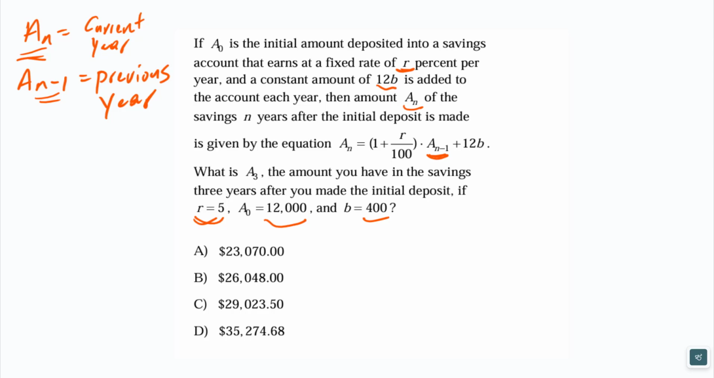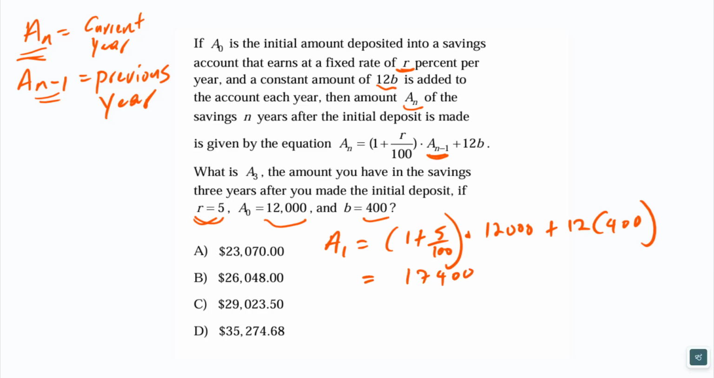So the first thing we need to do is find A1. So A1 is simply going to be 1 plus R, which is given to be 5 over 100, times A_(n-1), which is going to be A0 in this case, 12,000, plus 12 times B, which is given to be 400. So if I type this into my calculator, my result for A1 is simply going to be 17400. All right, so this is going to be my A1.